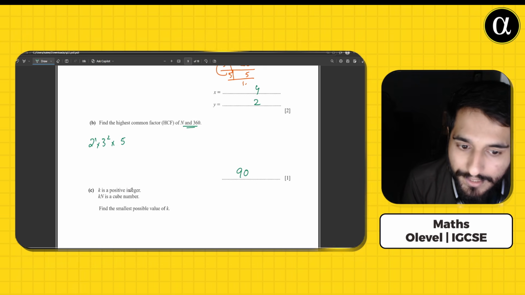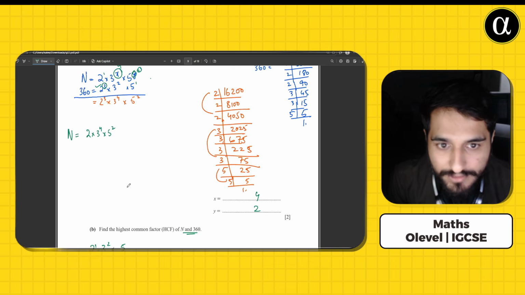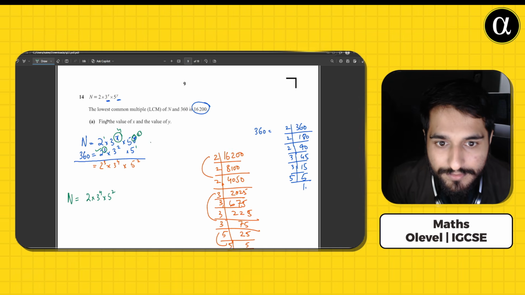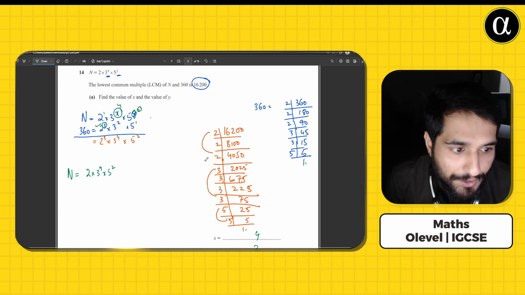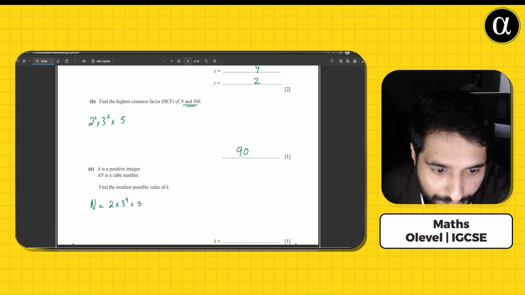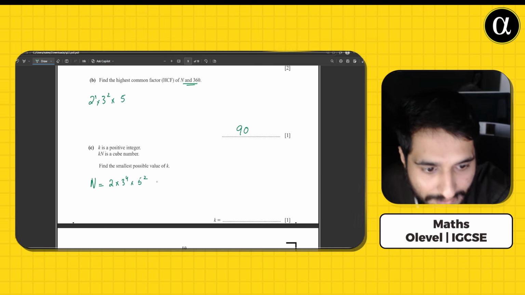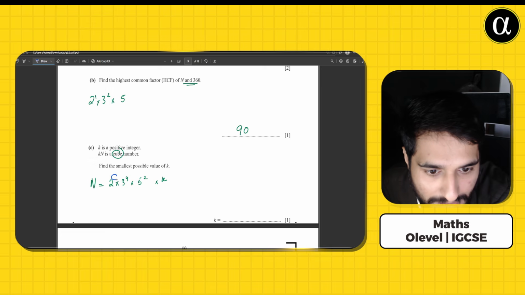Now part C says k is a positive integer where kn is a cube number. Find the smallest value of k. K is a positive integer which we are still not sure of, and when we multiply k and n, it should give us a cube number. So what was n? n was 2 into 3^x into 5^y, which is 2 into 3 power 4 into 5 square. When we multiply this with k, it should be a cube number. What that means is k is such a number that when multiplied, it should give us multiples of 3 as the powers.